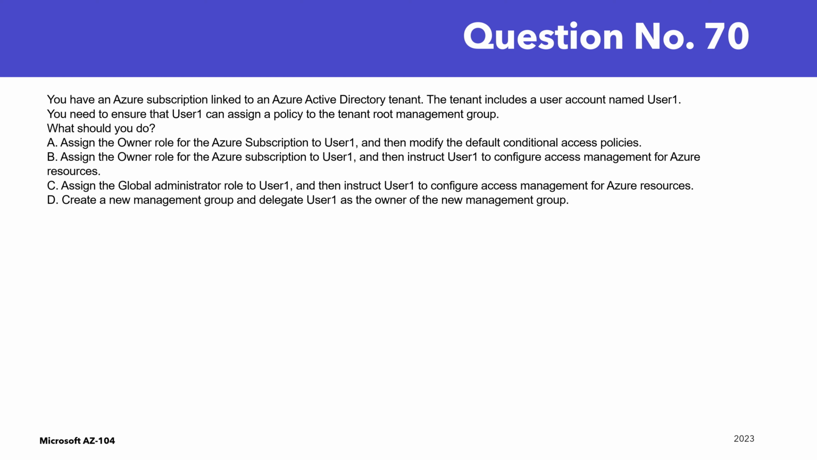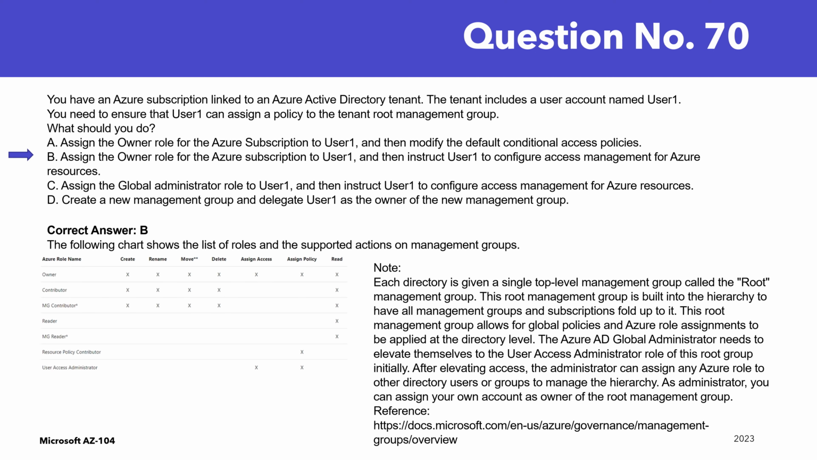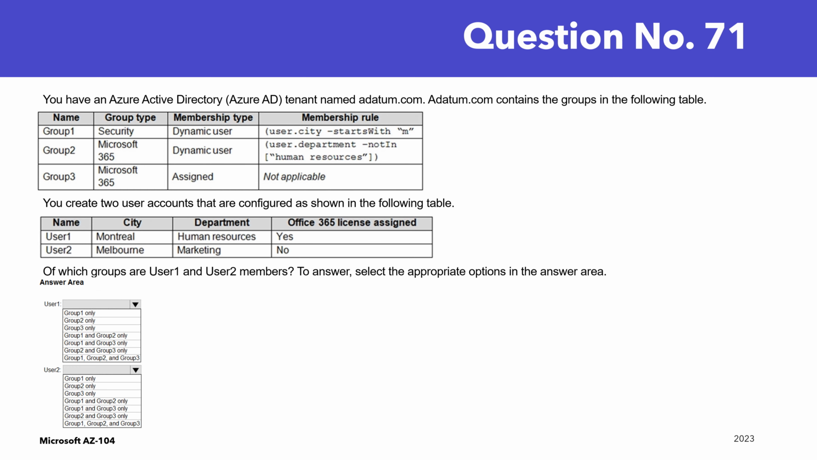B. Assign the owner role for the Azure subscription to user1, and then instruct user1 to configure access management for Azure resources. C. Assign the global administrator role to user1, and then instruct user1 to configure access management for Azure resources. D. Create a new management group and delegate user1 as the owner of the new management group. Correct answer: B.